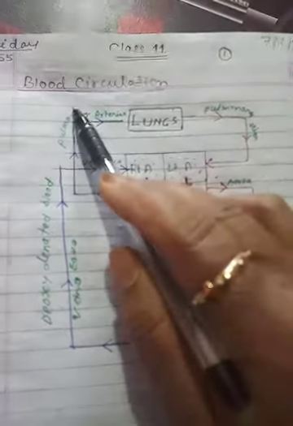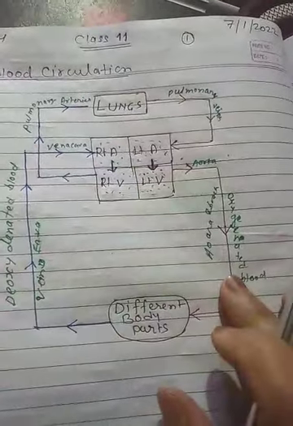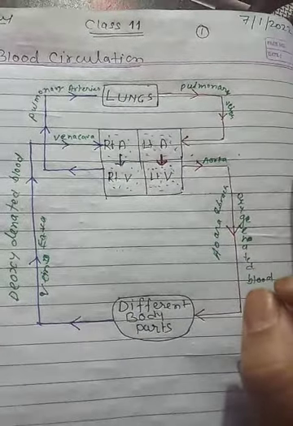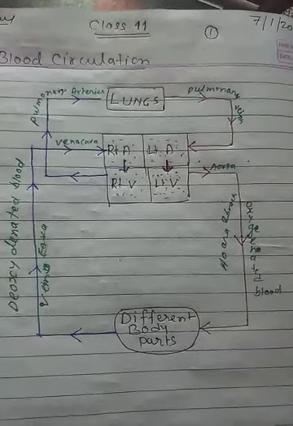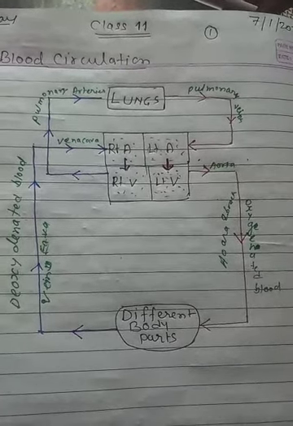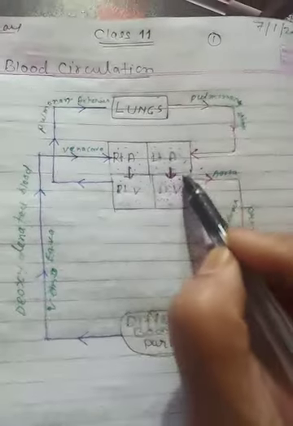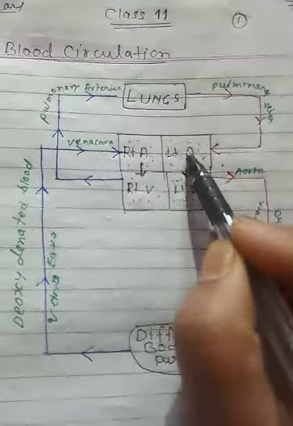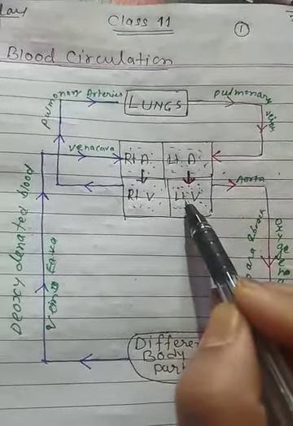Today we will study about the blood circulation in human. So, this is the flow chart of blood circulation in human body. Clear? Diagram is clear or not? Yes, ma'am. So, now this is the heart: right auricle, left auricle, right ventricle, and left ventricle.